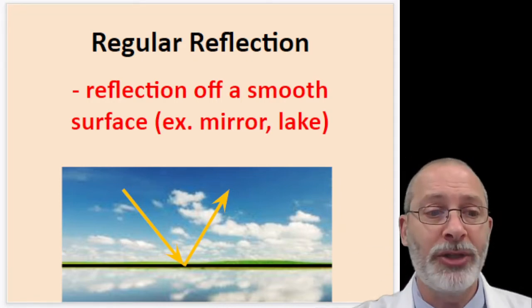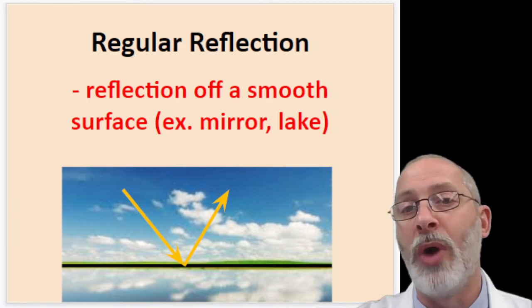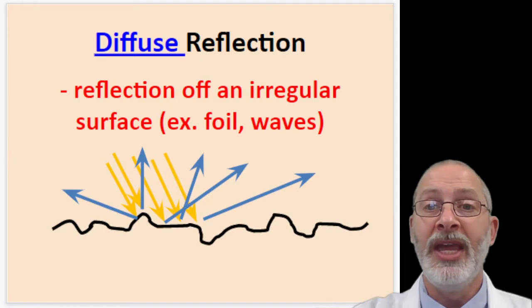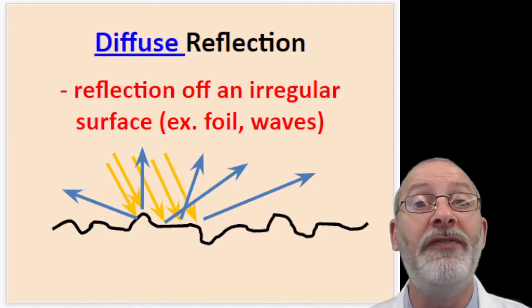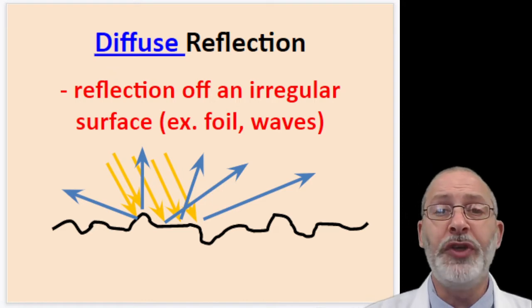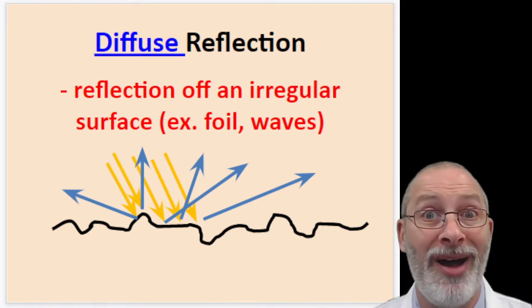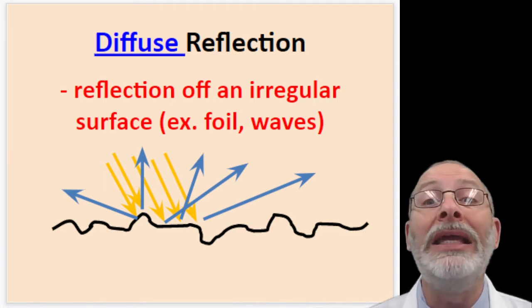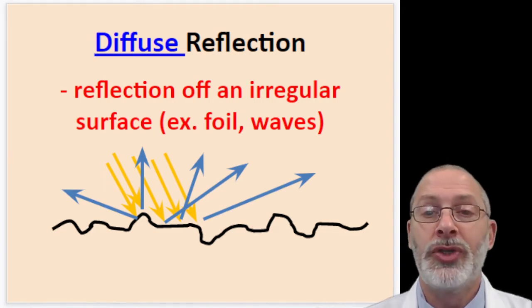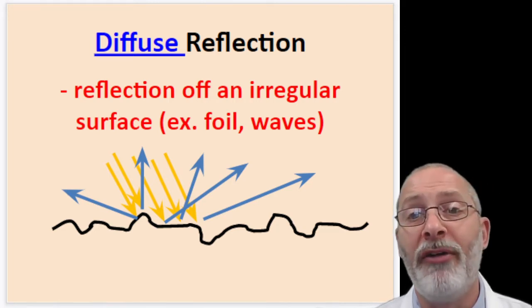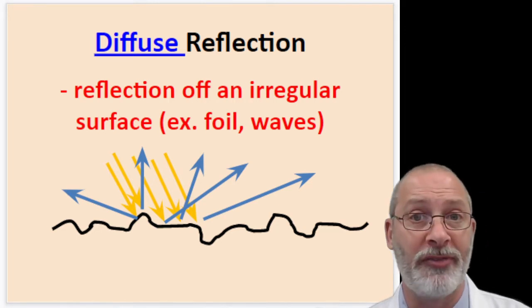And we're going to come back to regular reflection in just a little while. But I want to tell you about the second type of reflection first. And that is what is called diffuse reflection. Diffuse reflection is a lot more common in nature because there are a lot more irregular surfaces. So, diffuse reflection is the reflection of light off of an irregular surface.